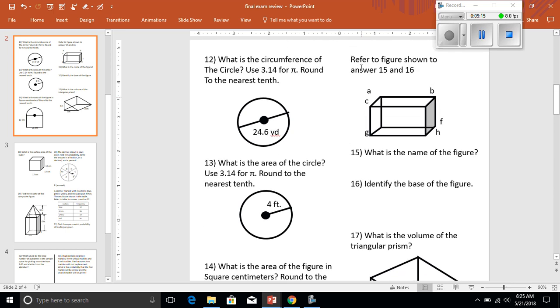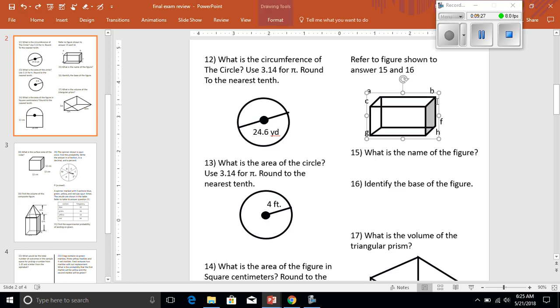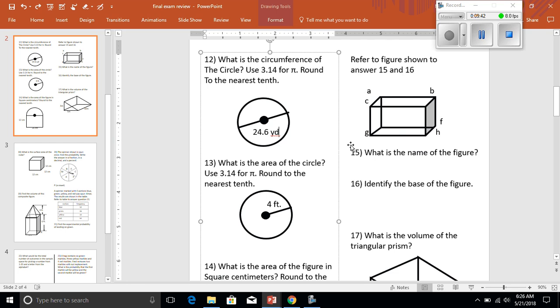Let's move up to number 15. It's asked to refer to this figure. What is the name of this figure? Well, we know that this is, let's see, it's almost a cube, but it actually is a rectangle. So a rectangular what? You have to figure that out. Identify the base of the figure. Well, one of the bases is on the bottom because we know the base is always like the basement.